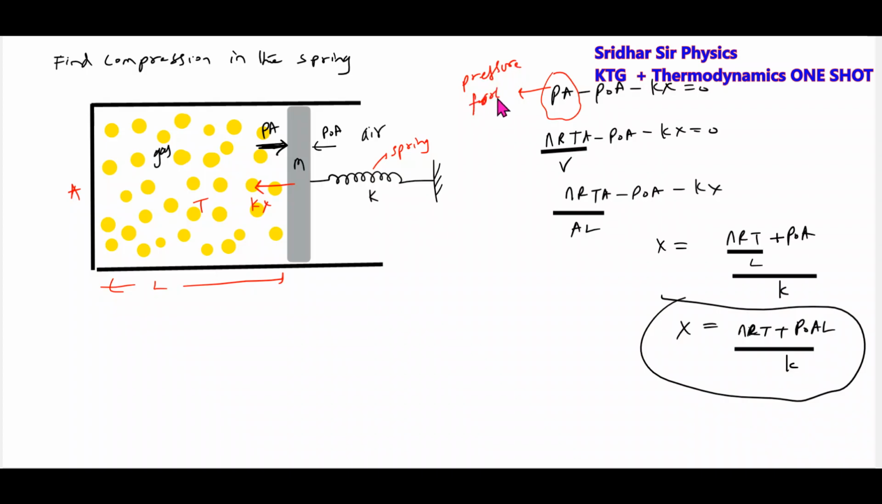Pressure force of a gas, an idea I am trying to generate. Wherever you see gas, not only on the piston, it will exert force on the walls also, here also, everywhere. Not only at one point, at all several points it will be exerting. This is a basic condition.